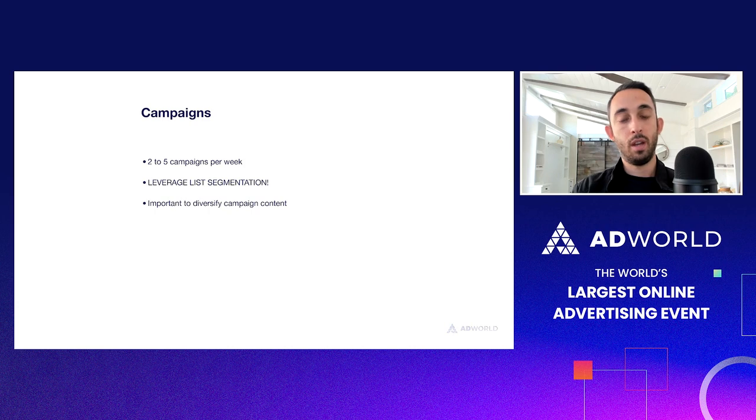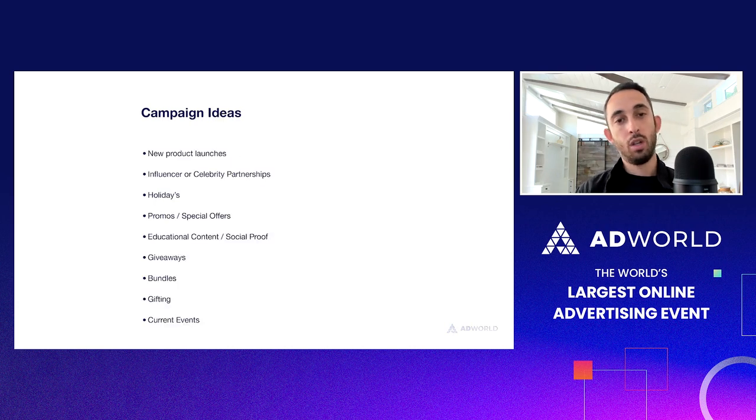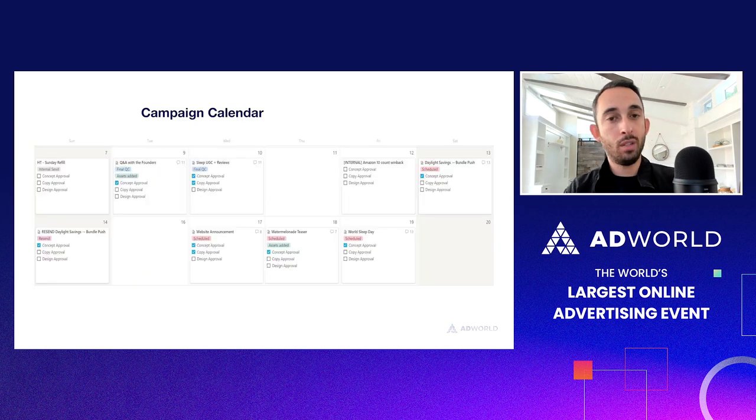So let's dive into that. And I'm going to share a bunch of ideas right now. So you can send campaigns, and I'll have examples where you can see screenshots of real emails in a little bit. But we can send new product launches, any kind of influencer or celebrity endorsements, any kind of holidays, any kind of promotions or special offers, any kind of education or social proof, giveaways, bundles, gifting, and current events. Those are the universe of the main campaigns that we'll send.